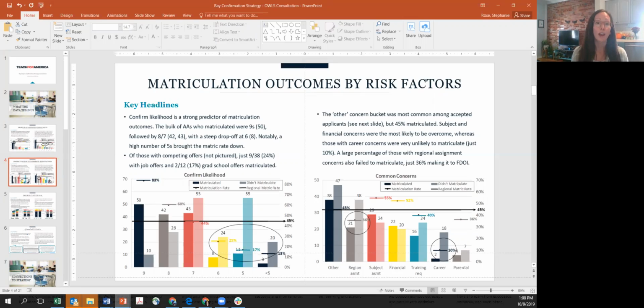So here on the slide, I used both text to summarize some of the headlines, as well as graphs that show both the number of accepted applicants that were lost in each of these categories and the matriculation rates. And I circled for emphasis where rates were very low and thought this was a group that probably needed more attention or support throughout the process, or even just trying to figure out what is going on and why they're not matriculating at higher rates like the rest of the cohort.